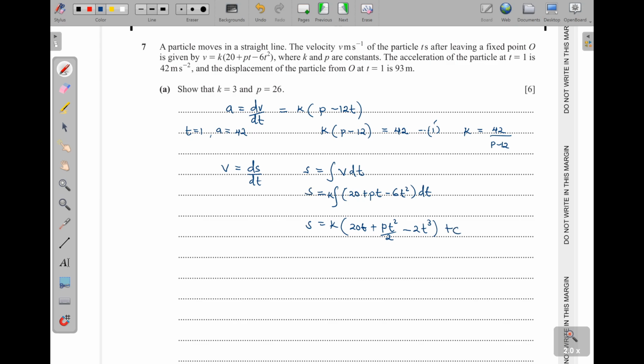Since this one is given after it has left point O, that means at point O, t is equal to 0. At O, t is equal to 0, therefore s is also equal to 0. So this simply implies that c will also be equal to 0. So the expression for the displacement is going to be k into (20t plus pt squared over 2 minus 2t cubed).